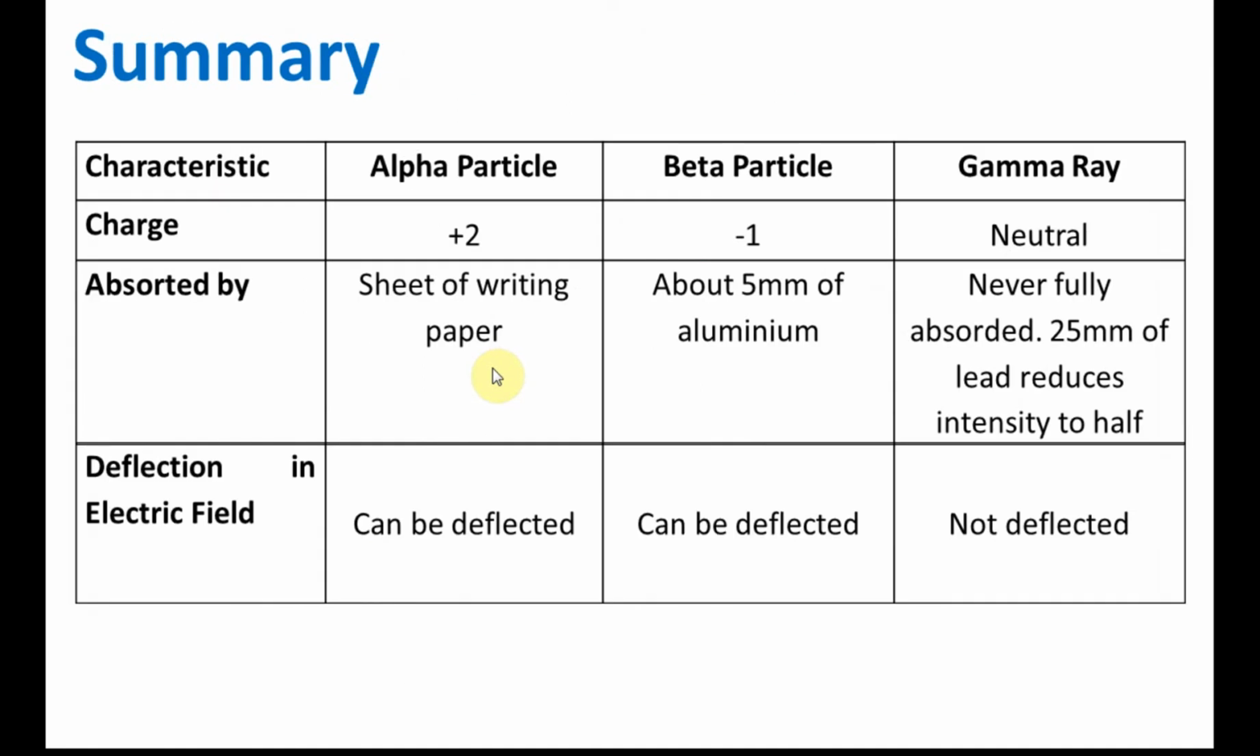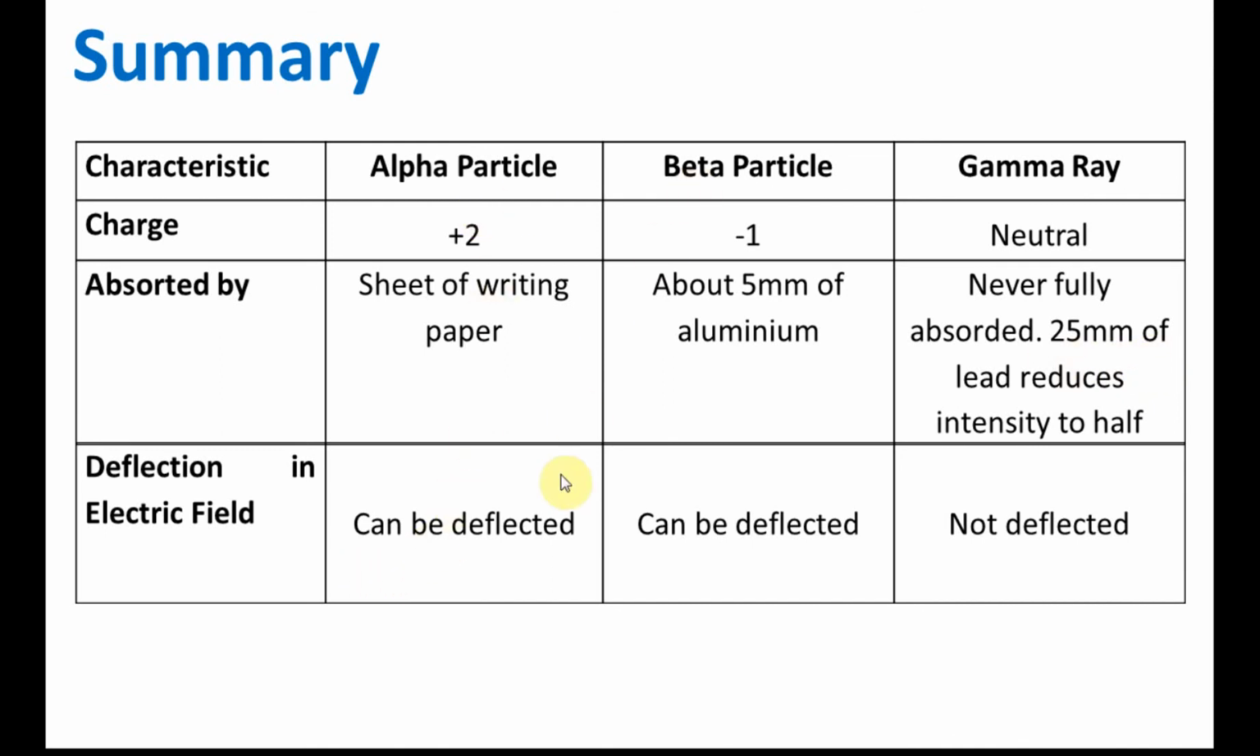So this is a summary. The charge of alpha is positive 2, beta is negative 1, gamma is neutral, and this is the penetrating power. Alpha can be absorbed by a sheet of paper, beta can be absorbed by 5 mm aluminium, and gamma is never fully absorbed but can be reduced to half of the intensity by 25 mm of lead.